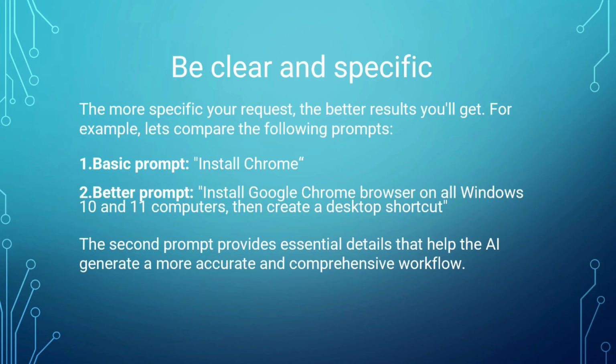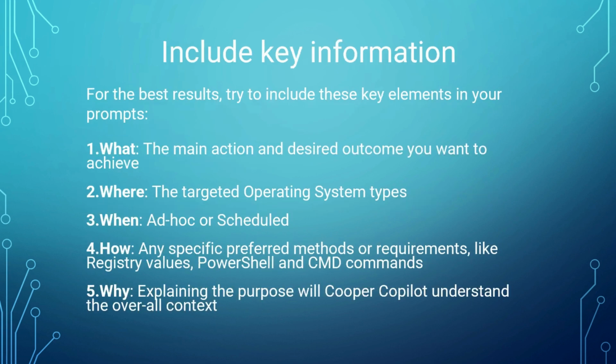So let's talk about effective prompting within Cooper Copilot. The first thing you want to do is be clear and specific. The more specific your request, the better results you'll get. For example, let's compare the following prompts. A basic prompt of install Chrome versus a better prompt of install Google Chrome browser on all Windows 10 and 11 computers, then create a desktop shortcut. The second prompt provides essential details that help the AI generate a more accurate and comprehensive workflow.